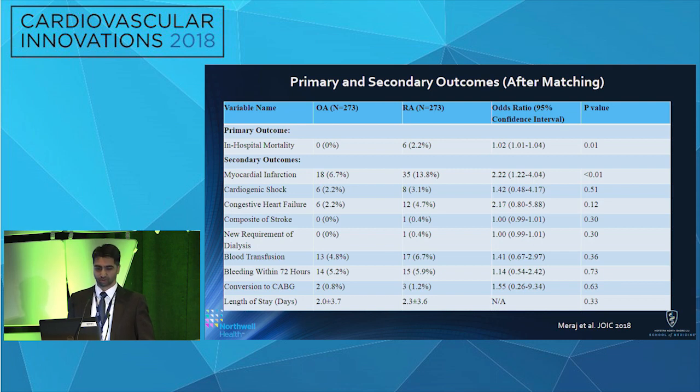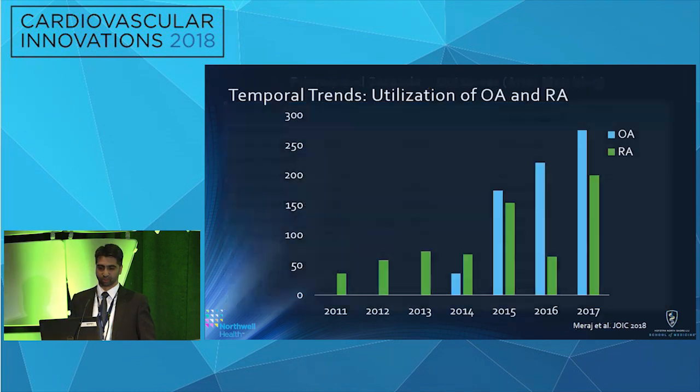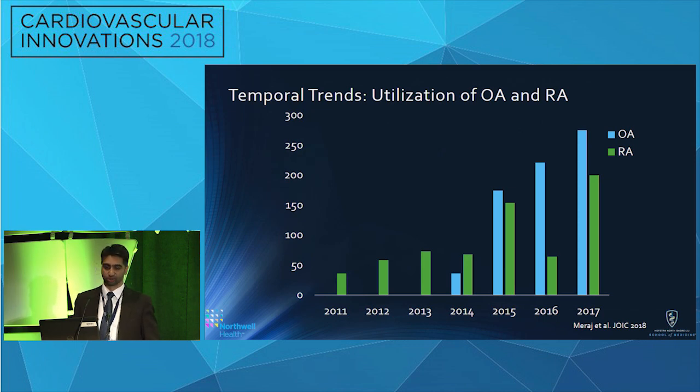You can see really here, across the board, that myocardial infarction was the biggest one. And you can see the difference between orbital and rotational atherectomy. But the goal of that paper was not really to show one device was better than the other. Really, the goal of the paper is to show this. This is what the temporal trends have been in our use of orbital and rotational atherectomy.